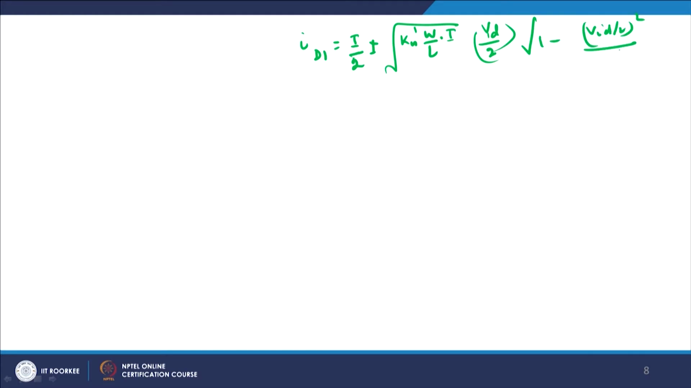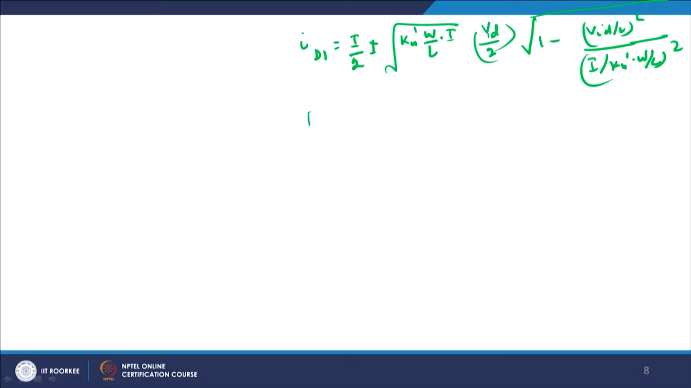So just write down for your information what I got. I got ID1 equals I by 2 plus minus Kn prime into W by L into I, root over, into VID by 2, and this is root over 1 minus VID by 2 whole square divided by I divided by Kn prime into W by L, whole square. This is your ID1, and similarly ID2 will be with a negative sign, of course.